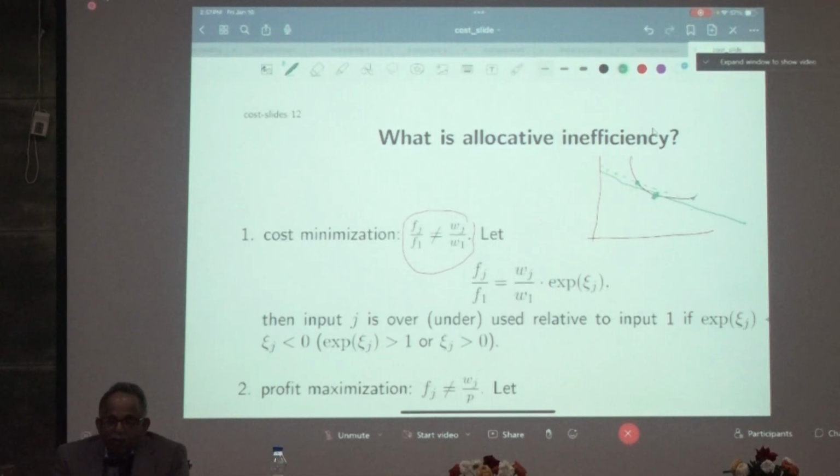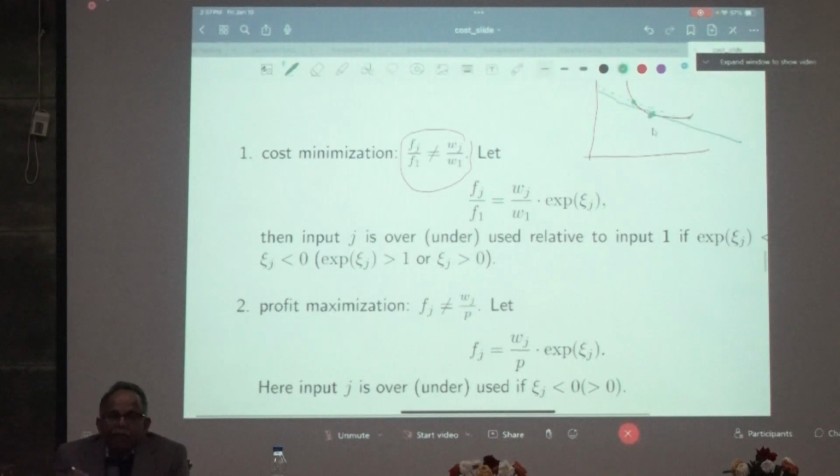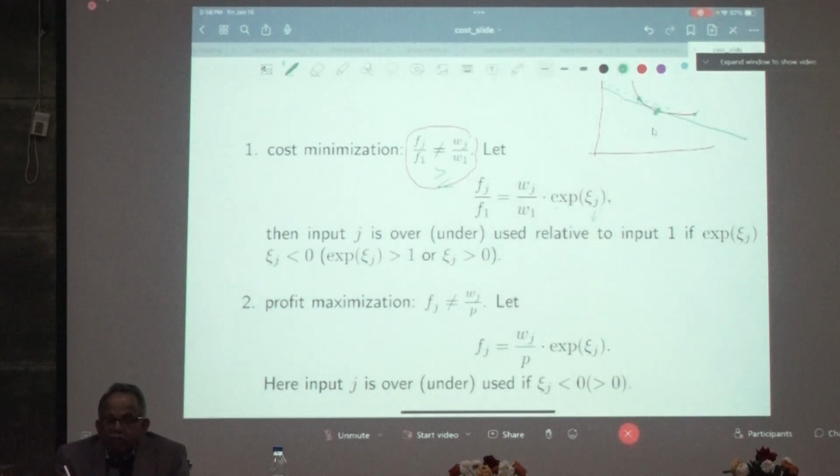Okay, so the way we do it is, we just say, well, if it is not equal, then you can make them equal. When something is not equal, you can always make them equal by doing some adjustment. So what is the adjustment? I can say that, well, Fj over F1 equals Wj over W1 times something else. So what is this? This can be bigger or smaller, right? So that means, well, what is this epsilon j? It can be positive or negative.